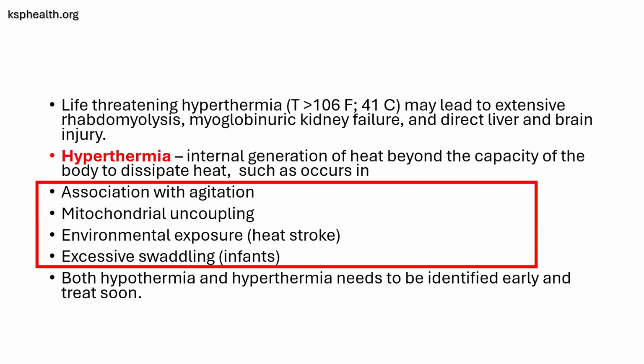Hyperthermia is because of internal generation of heat beyond the capacity of the body to dissipate heat, that occurs in patients who are badly agitated, mitochondrial uncoupling that happens in salicylate toxicity, environmental exposure that happens in heat stroke, and excessive swaddling that happens with infants. It all needs to be identified and treated accordingly. For example, in infants, the high temperature could be because of excessive clothing that needs to be removed, agitation needs to be controlled, and so on and so forth.